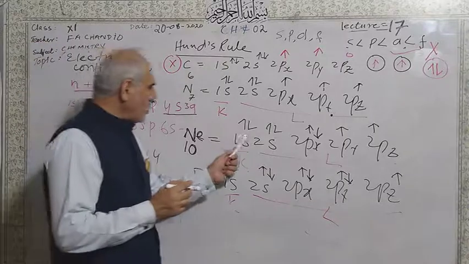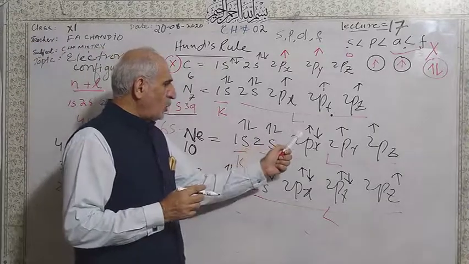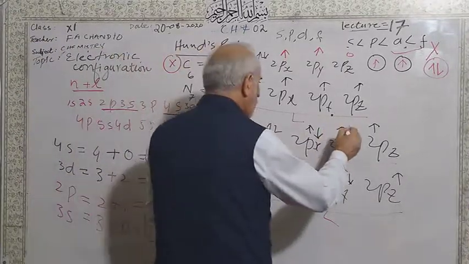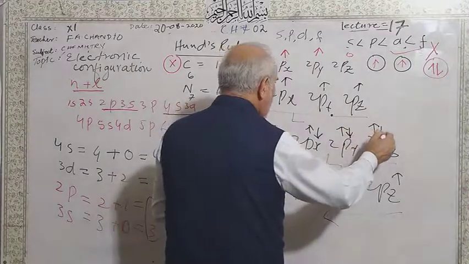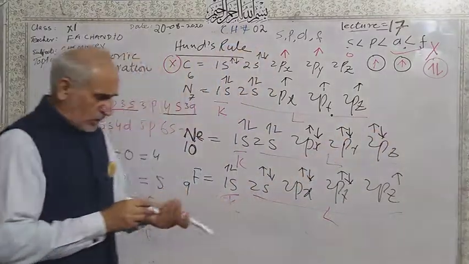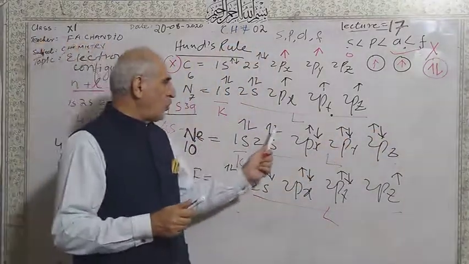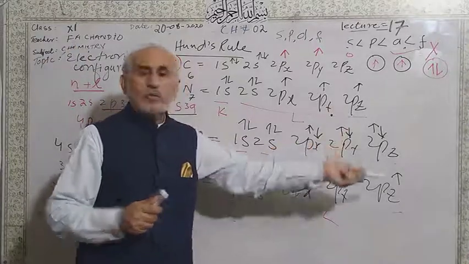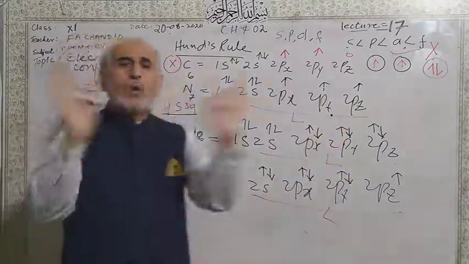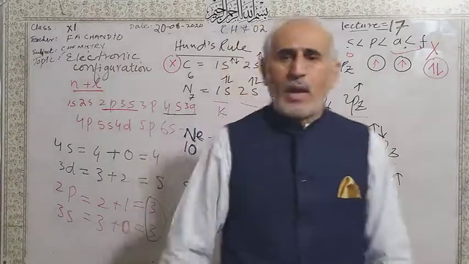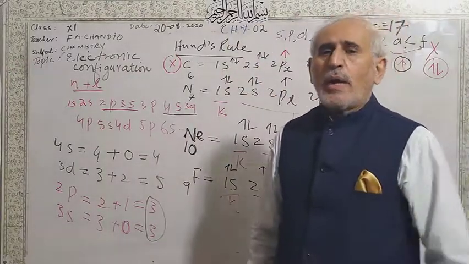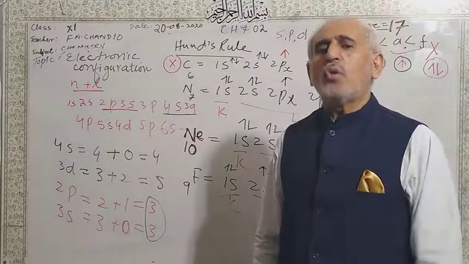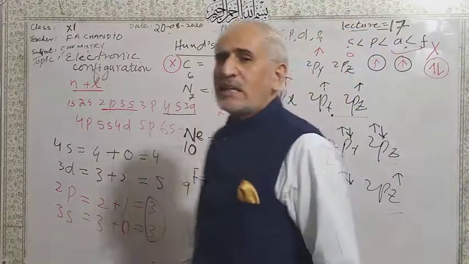So 1s2, 2s2, 2px2, 2py2 and 2pz2. Count: 2 plus 2 is 4, plus 2 is 6, plus 2 is 8, plus 2 is 10. No unpaired electrons. No unpaired means no oxidation number, no valency.